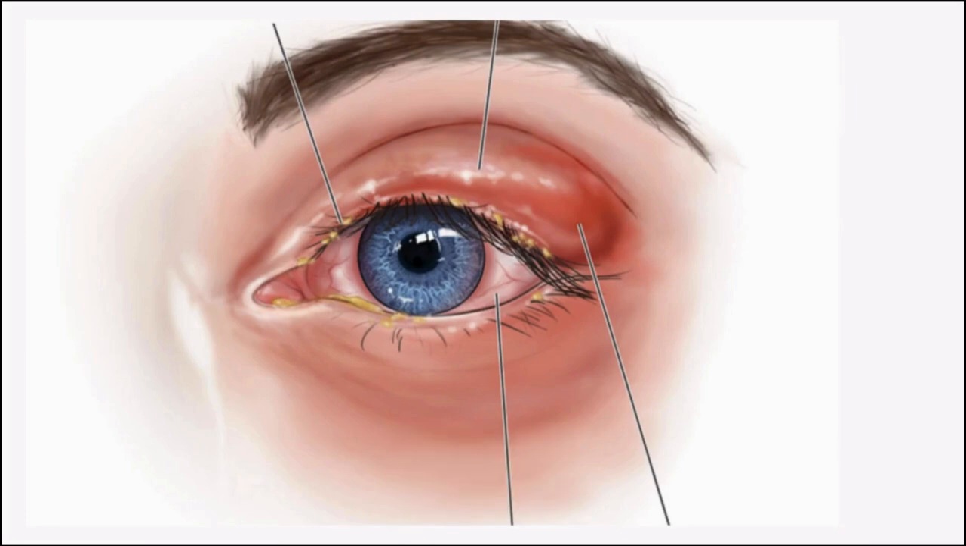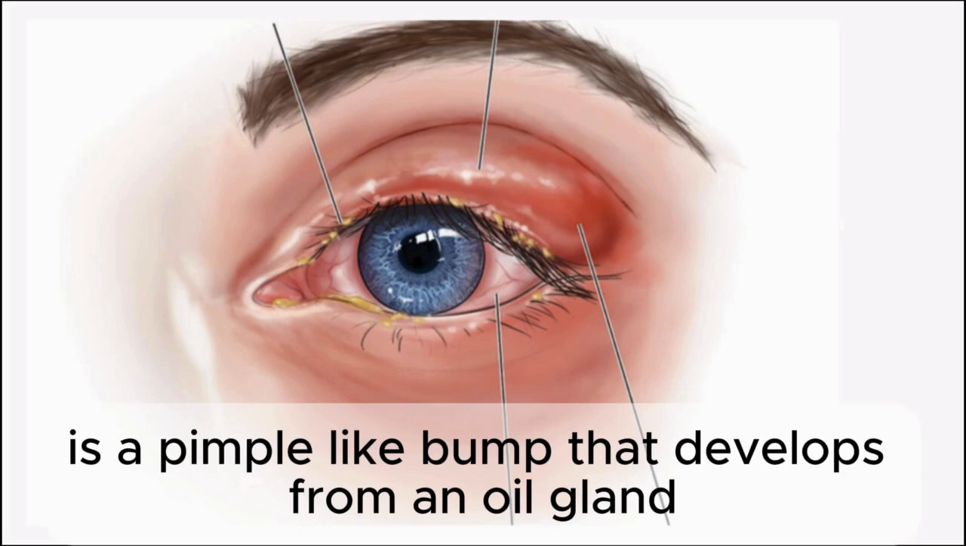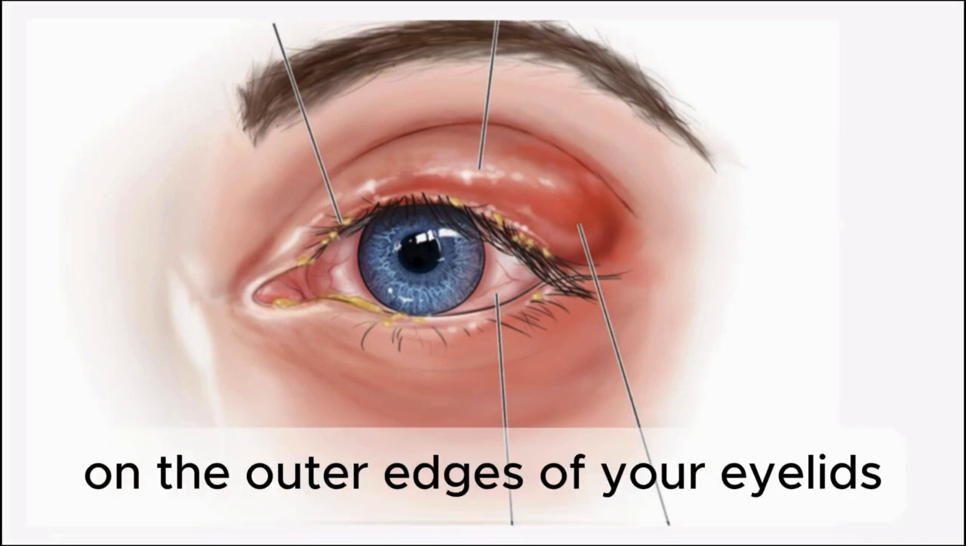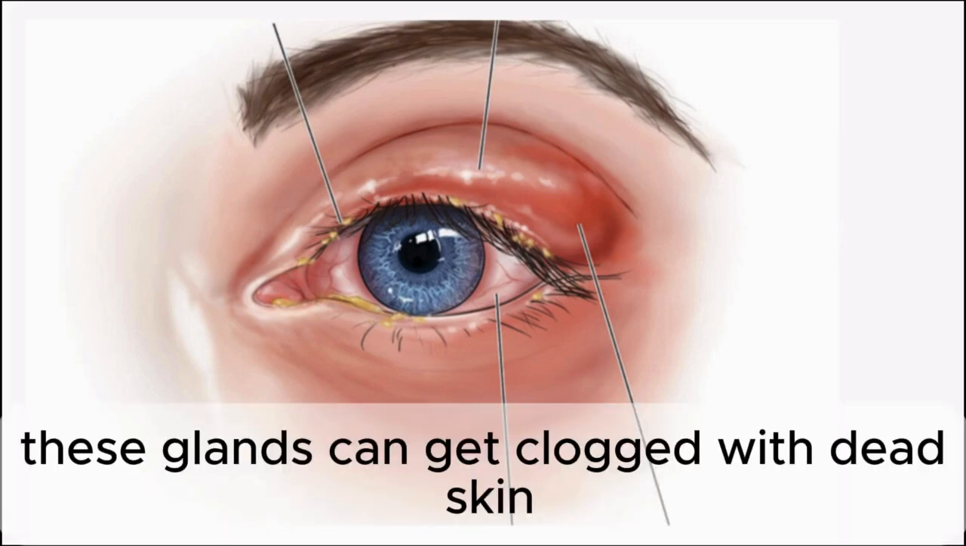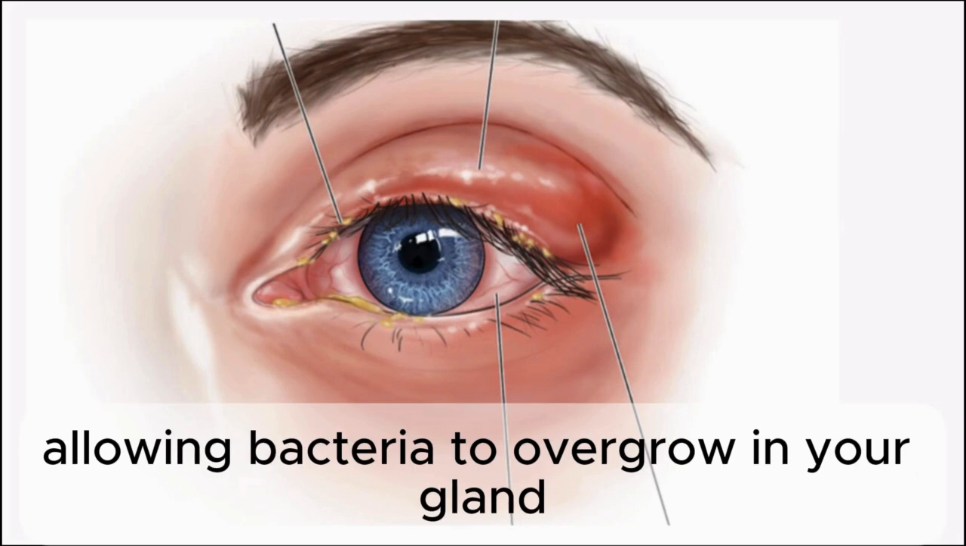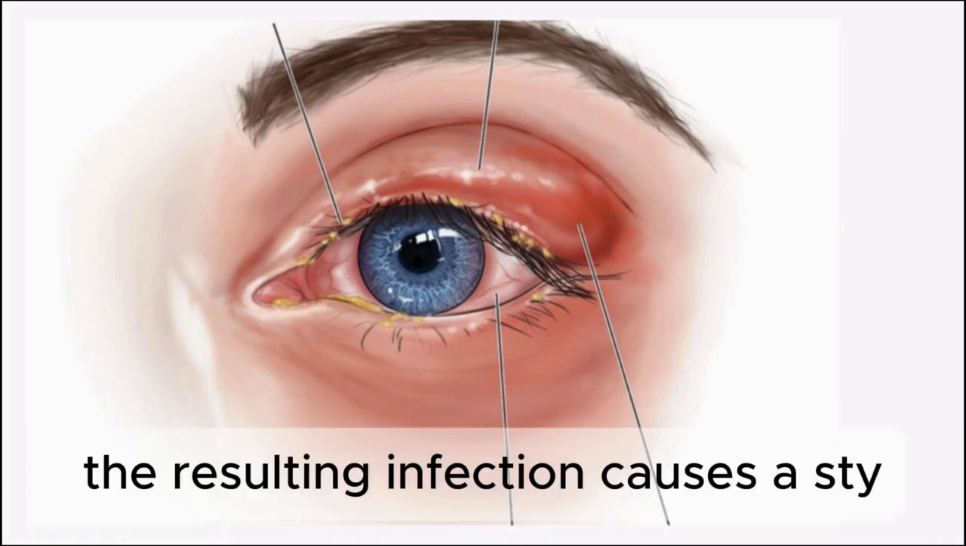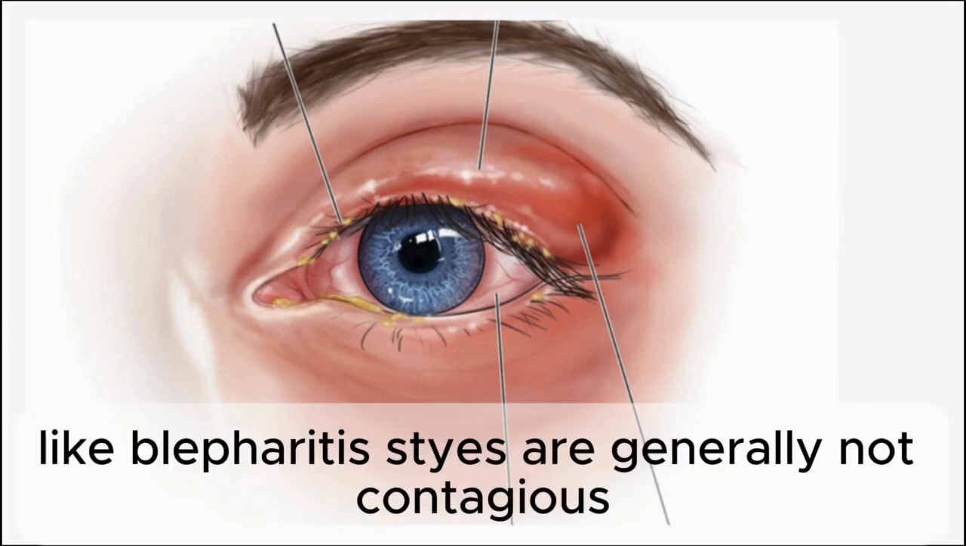5. Stye. A stye, also called a hordeolum, is a pimple-like bump that develops from an oil gland on the outer edges of your eyelids. These glands can get clogged with dead skin, oils, and other matter, allowing bacteria to overgrow in your gland. The resulting infection causes a stye. Like blepharitis, styes are generally not contagious.